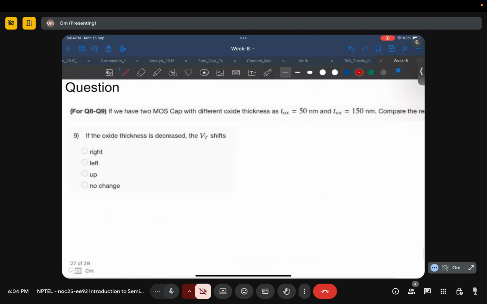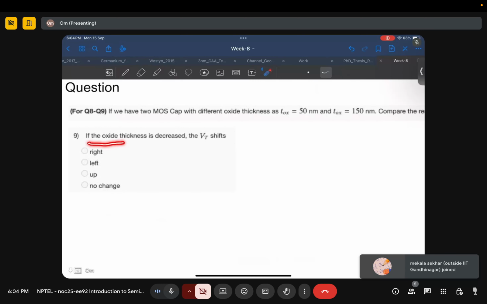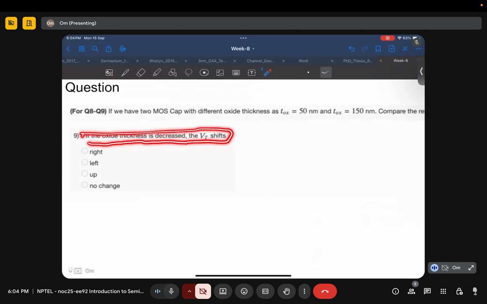Next question. If we have two MOS caps with different oxide thickness, TOX 50 nanometer and TOX 150 nanometer, what happens if the oxide thickness is decreased? So how does the VT shift?